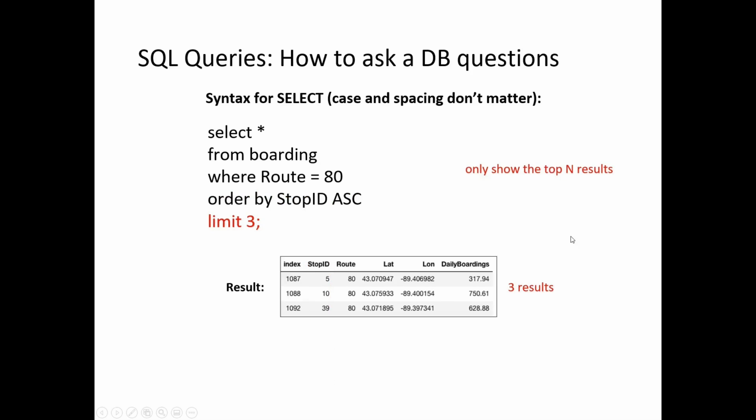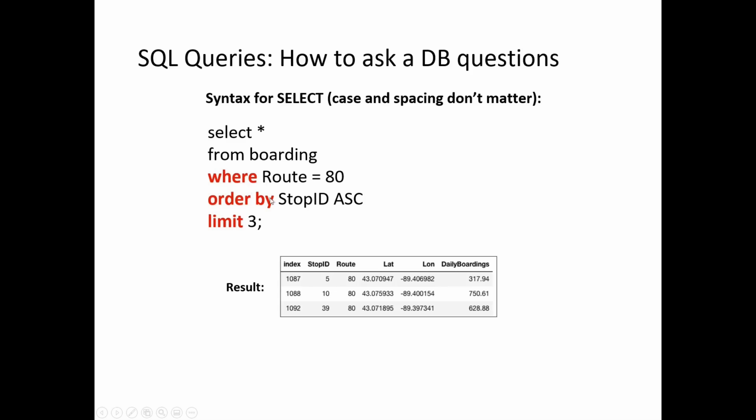And finally, to limit the number of rows that this is going to show me, the keyword is just limit. And then I need to follow that with a number to tell me how many rows I want to get. It's only going to show me the top 3 rows in this case, or the top n if I put in a different number.